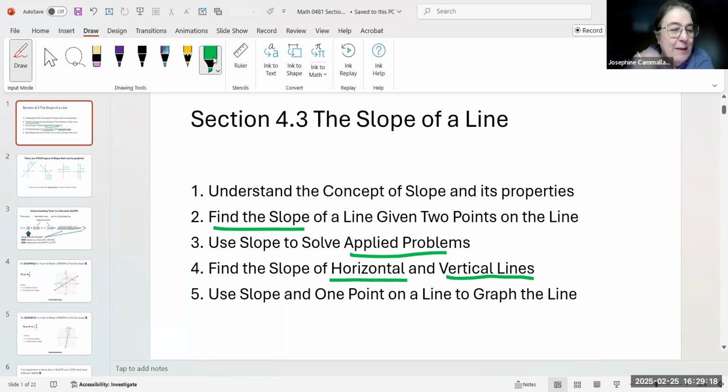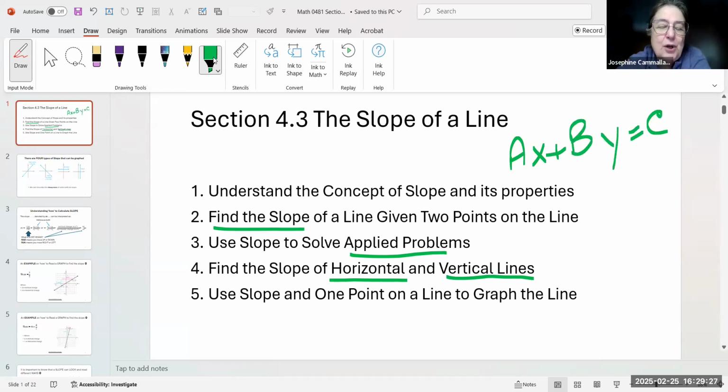Okay, hopefully you remember. In the formula, AX plus BY equals C, what's going to be missing? What are you going to have a vertical line missing in this equation?